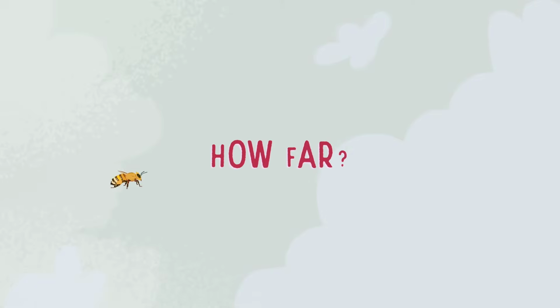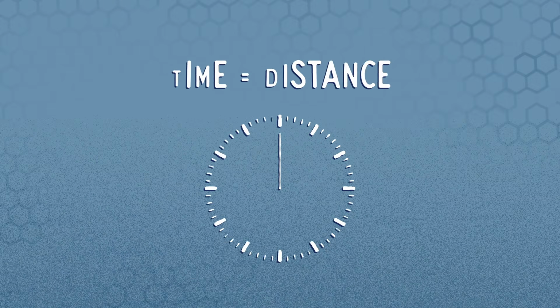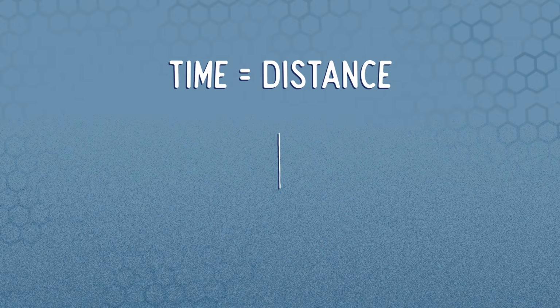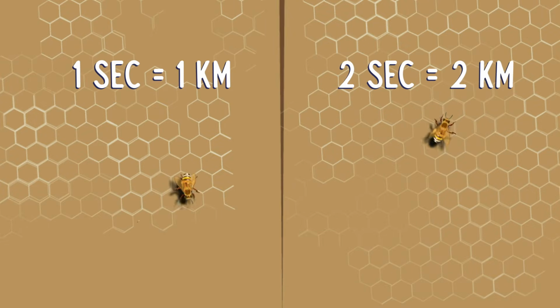So how do the other forager bees know how far away the food source is? The amount of time the bee takes to complete the straight run portion of the dance indicates a distance. The further away the food is, the longer it takes the bee to complete the waggle run. For every 1 second of the dance, the food is approximately 1 kilometer away.